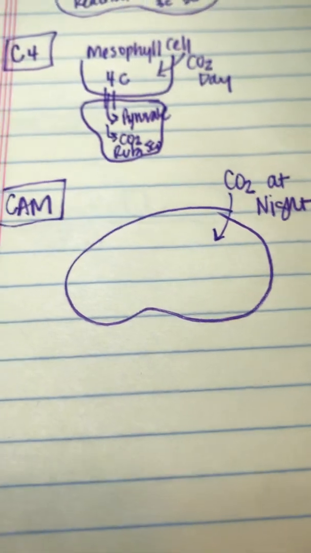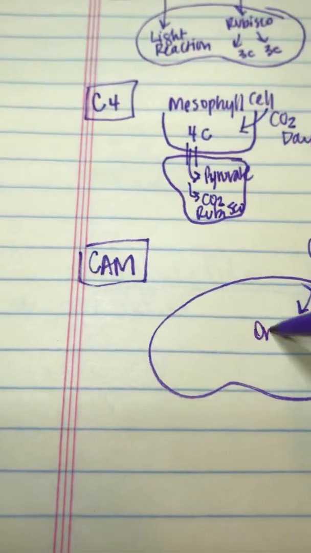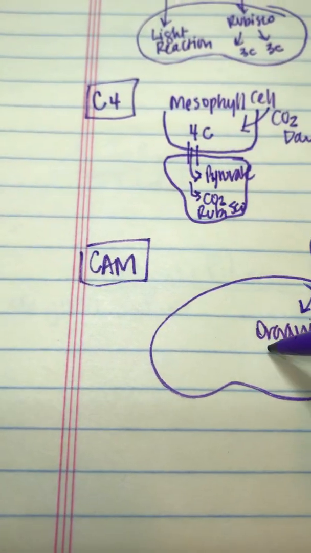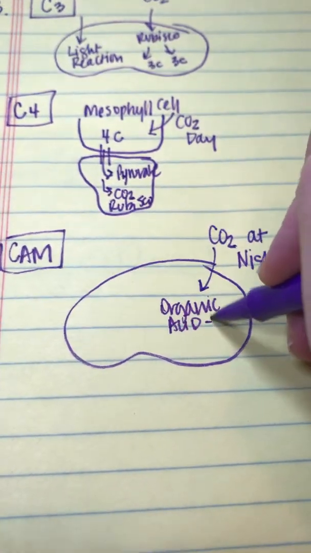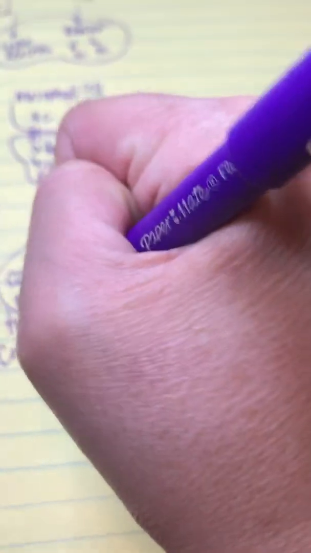And so they're going to take CO2 in at night. They're going to make an organic acid during the day, and then they're going to process that CO2 through the Calvin cycle. And that is a CAM plant.